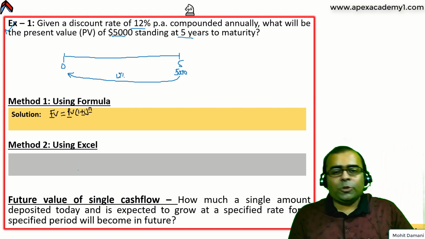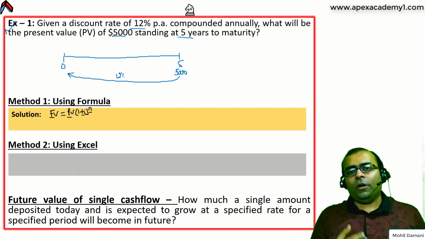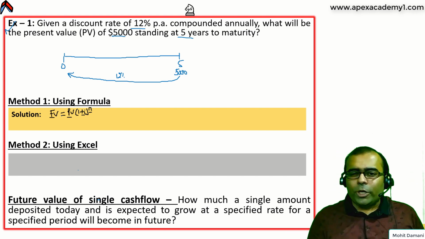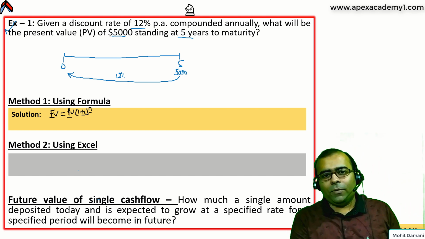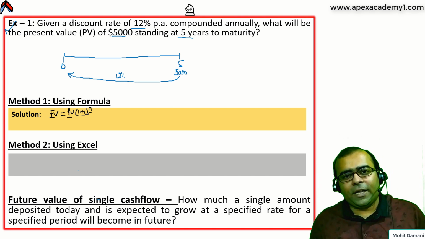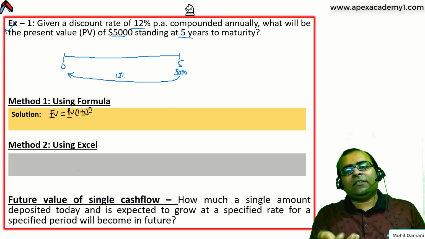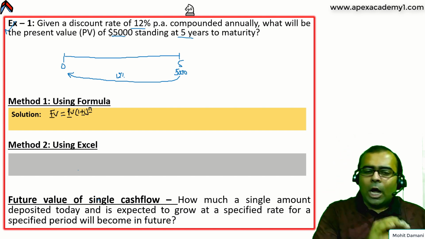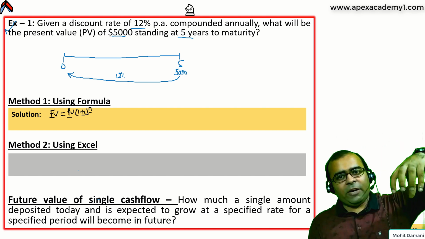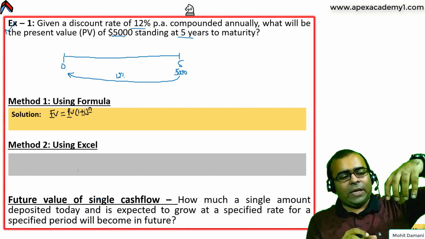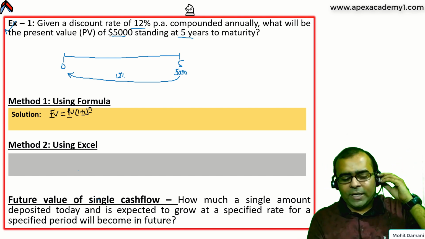Let's talk verbally. If $100 was invested today for 1 year at 10%, what is the maturity value? I don't think you need this formula. It's very straightforward. It's 110. How did you do that? It's very simple. 100 was my original amount, on that I applied 10%, so I got an interest of 10 and the total amount is 110.